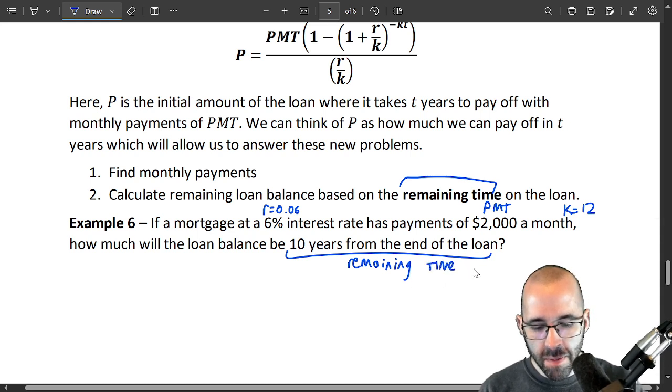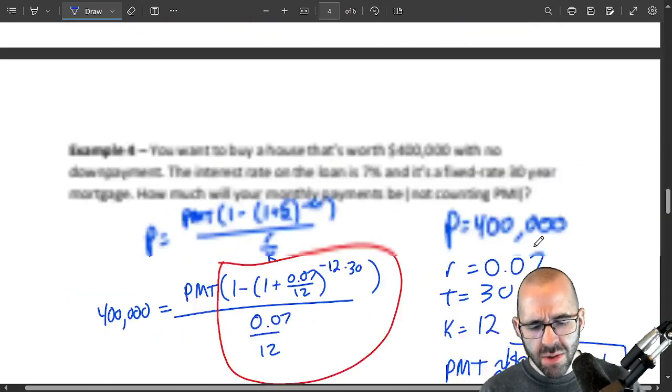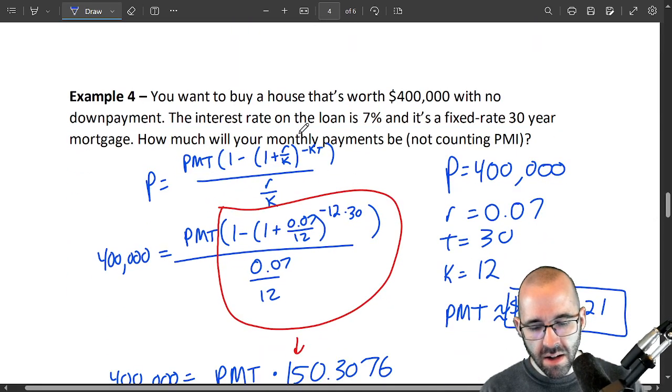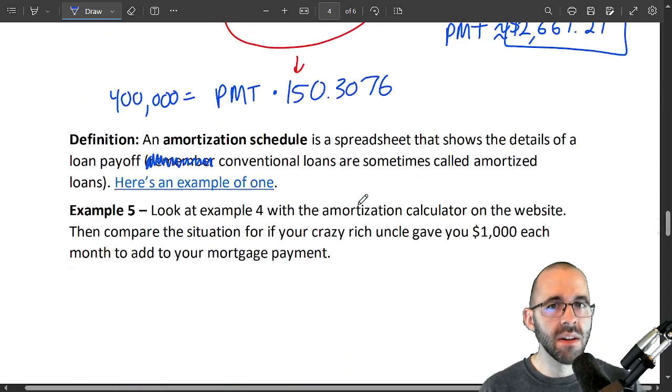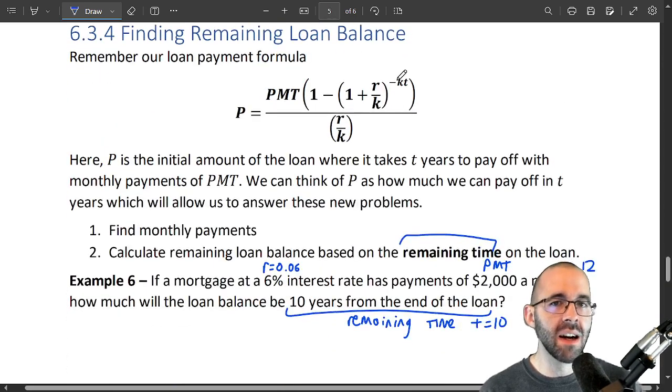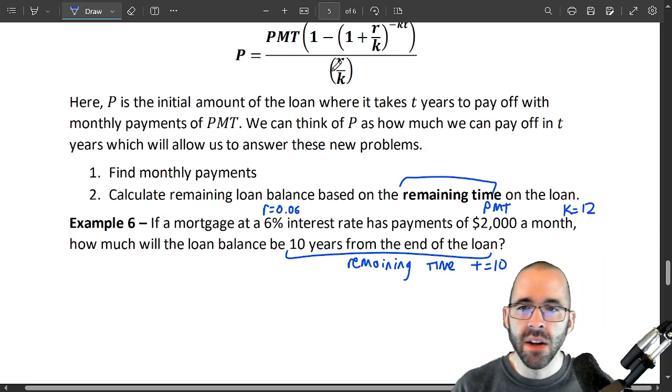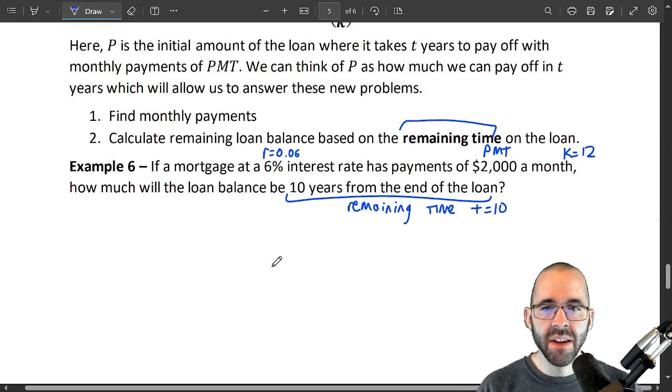The remaining time is going to be T, because in our previous ones, that's really what it was too, right? 30 years to pay off this loan. We had 30 years left, so T was 30. T is always the remaining time when it comes to loan questions. So how much will the loan balance be 10 years from the end?